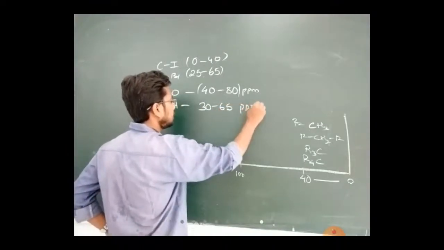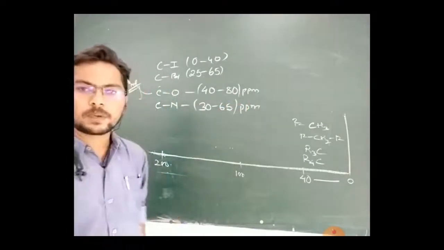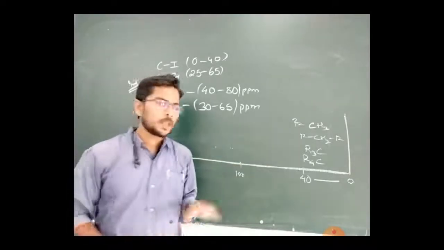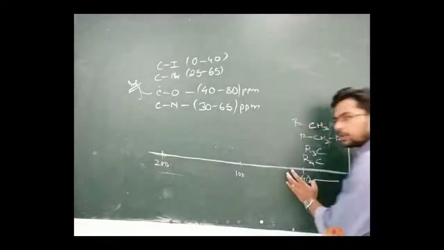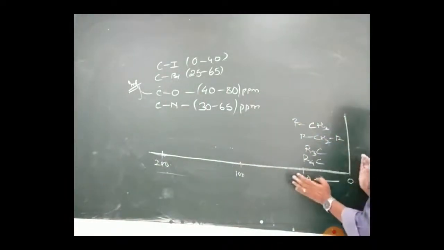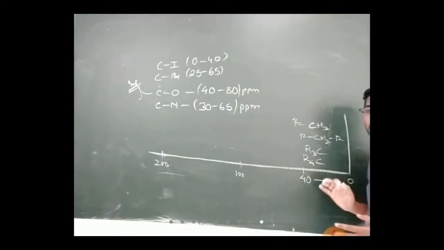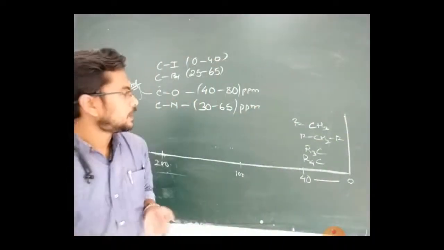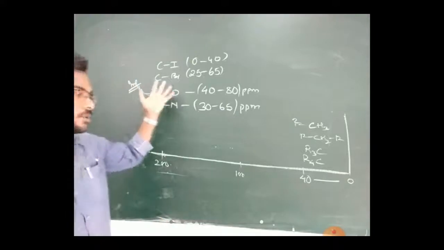So this is just a range. You don't have to memorize this particular thing, but when you analyze the carbon 13 spectra, this initial half, from 0 to 40 range, you should think that this is for the normal carbon atoms from your hydrocarbons, alkanes. Then you have halides, carbon attached to halogen.